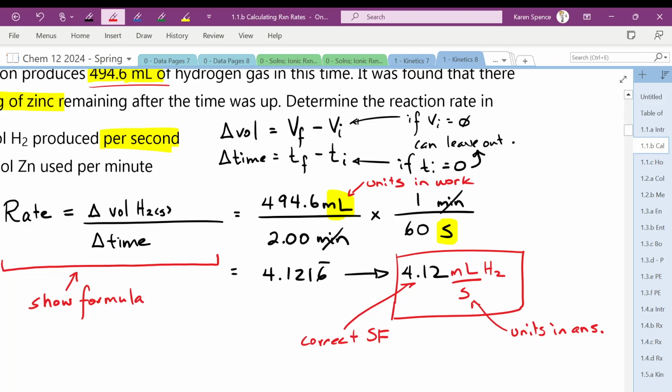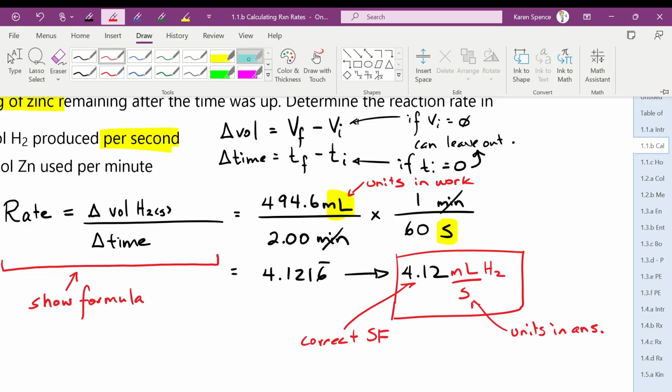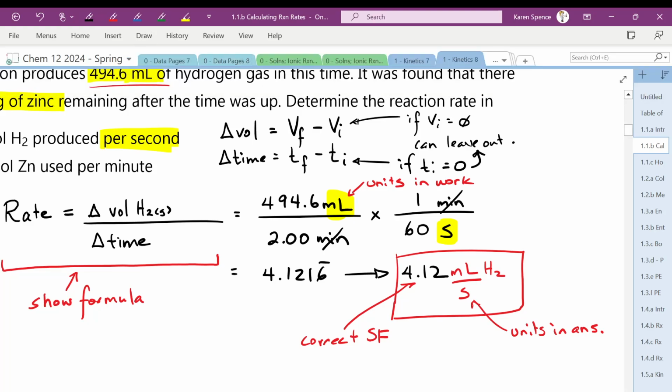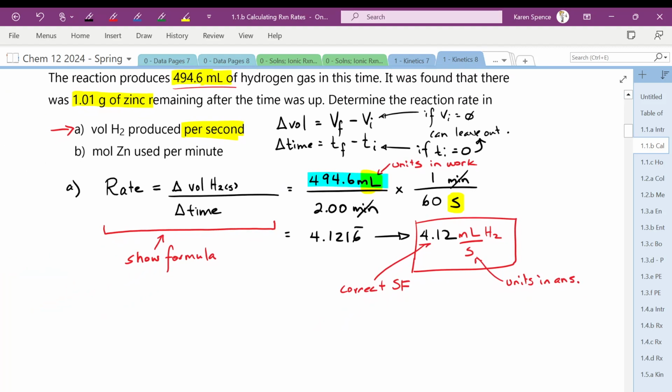Now, technically, you could, if you wanted to, do one of these steps in your head because it is super easy. You could have, if you wanted to, put 494.6 milliliters, and instead of dividing it by 2 minutes, you could just divide it by 120 seconds, because you can say, I know that 2 minutes is 120 seconds. And that just saves you a step, but it doesn't matter. Okay? All right. Let's do our second one.